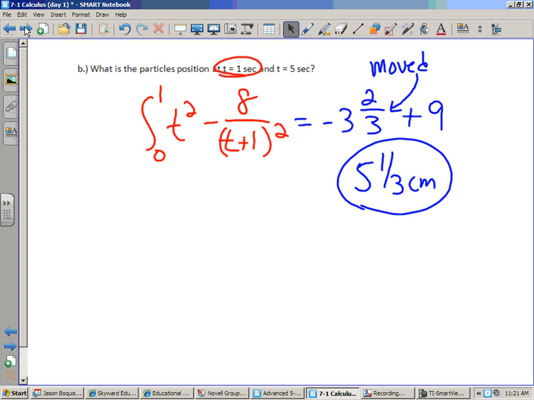Once again, taking the antiderivative is displacement, or how much it moved. Why don't you try and figure out the particle's position at 5 seconds? You could do it either way. You can go from 1 to 5 and use 5 1/3 as your starting spot, or just go 0 to 5 and use what as your starting spot? If you go 0 to 5, you're going to use 9 as your starting spot. Either way should work. You try that one now.